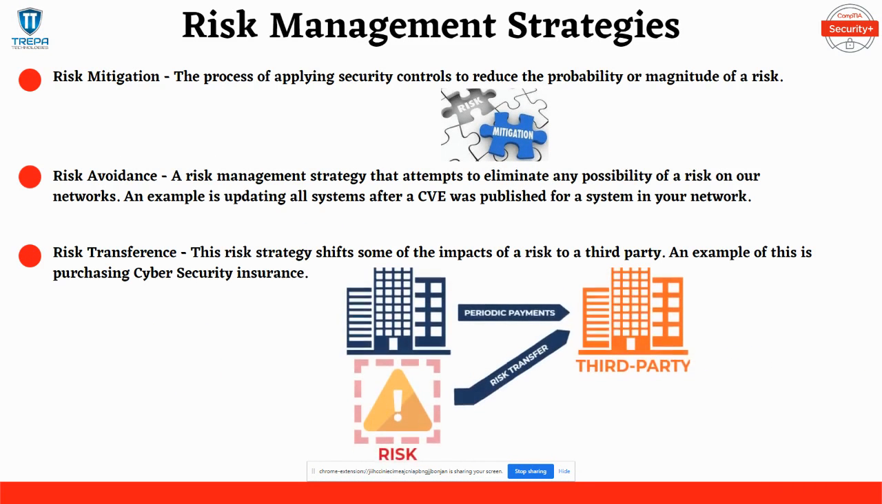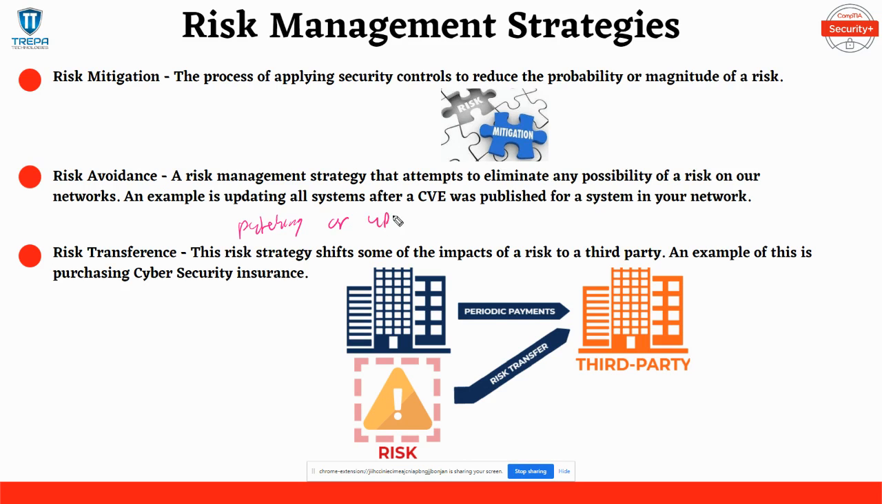Now let's go over our different risk management strategies. Risk mitigation is applying controls to reduce the probability or magnitude of a risk. An example of risk mitigation would be implementing network segmentation on legacy systems. This doesn't altogether avoid that vulnerability, that legacy system, right? But it can help mitigate the attack vector by putting in some segmentation. Risk avoidance is a strategy that attempts to eliminate any risk in the environment. An example of this is patching or upgrading old legacy systems.